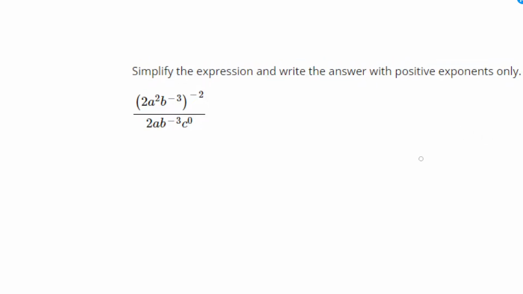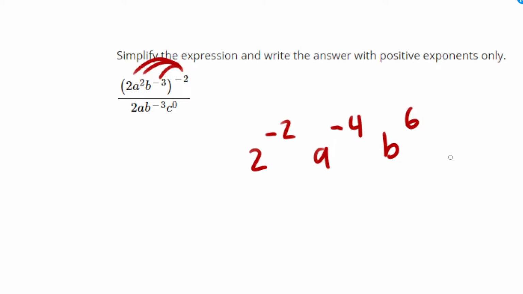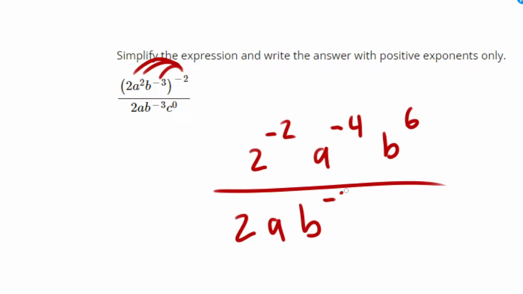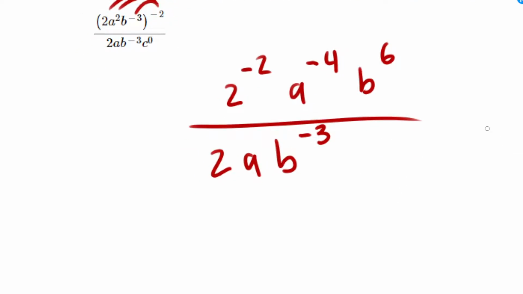The first thing that I recommend doing is multiplying this through. So don't forget, it also applies to the 2. So we have 2 to the negative 2, a to the negative 4, and b to the positive 6, divided by 2 times a, b to the negative 3, and c to the 0th. Now we know right ahead the c to the 0th equals 1, right? So we don't even need that. That's gone. We have no c's in this equation anymore.